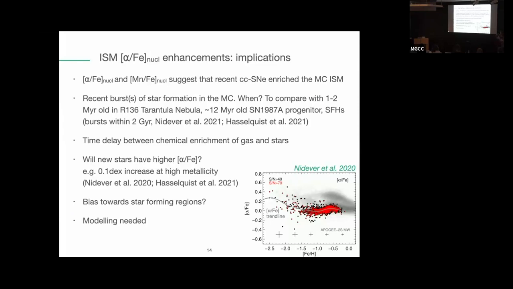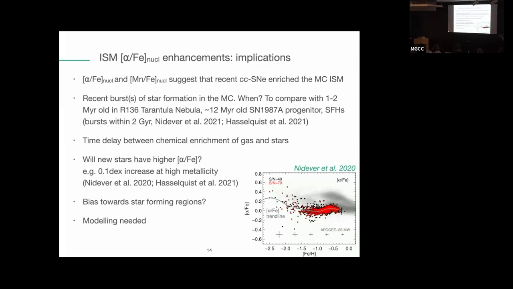So that's, I think, where it starts getting really interesting. From the alpha element enhancement in the gas, there seems to be a delay between the stars and the gas. So the stars could be making the alpha elements, and then they recycle them, they throw them out in the ISM, but it takes time for the stars to pick it up. So they're not there yet.